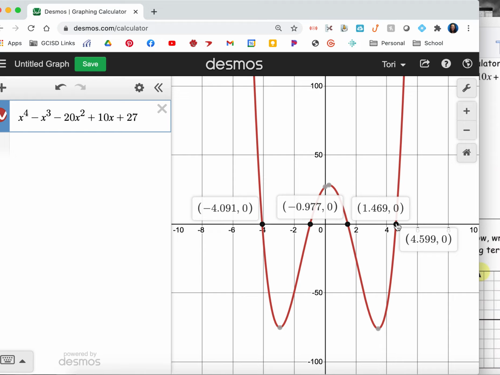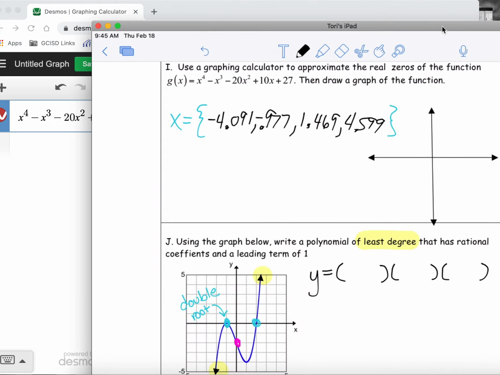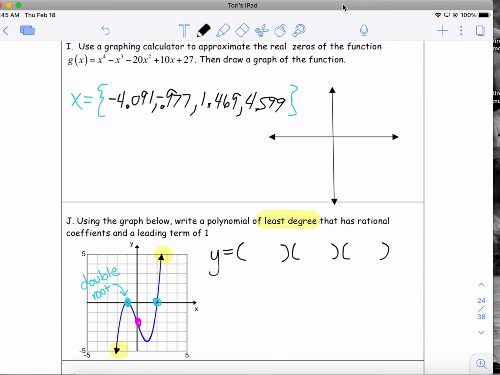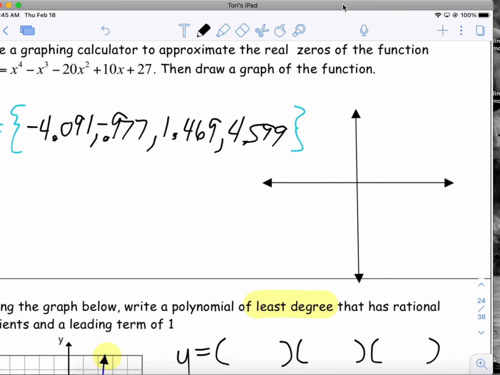So we have -4.091, -0.977, 1.469, and then 4.599. Okay. All right, if you missed any of that, I am going to put it back on here. And we're going to draw the basic graph from that.